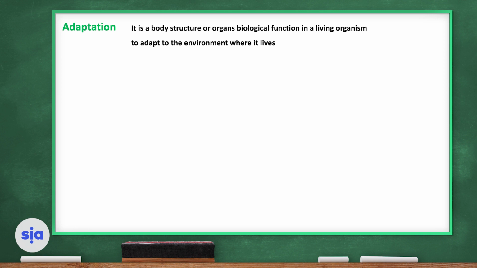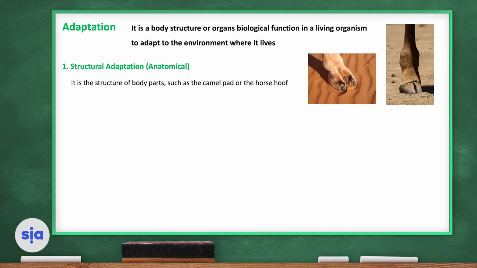We can define adaptation as a body structure or organ's biological function in a living organism to adapt to the environment where it lives. We have three types of adaptations. Number one, structural adaptation, which is anatomical. It is related to the body parts or the structure of the body, such as the camel pad or the horse hoof. Can you give me more examples?